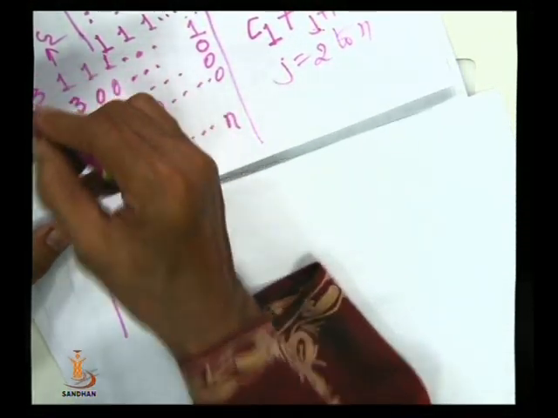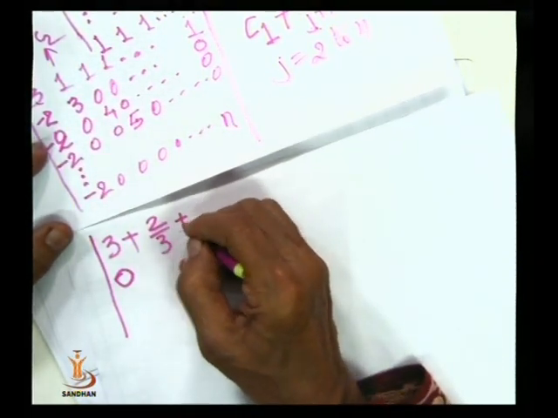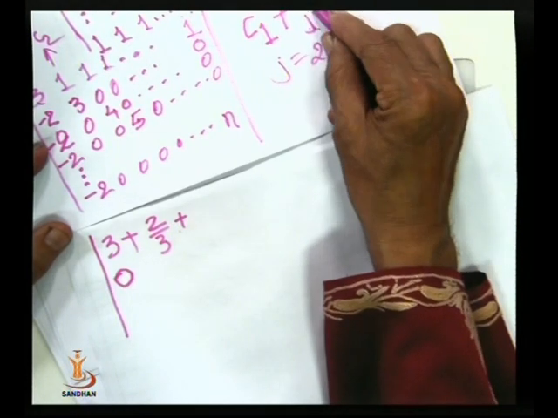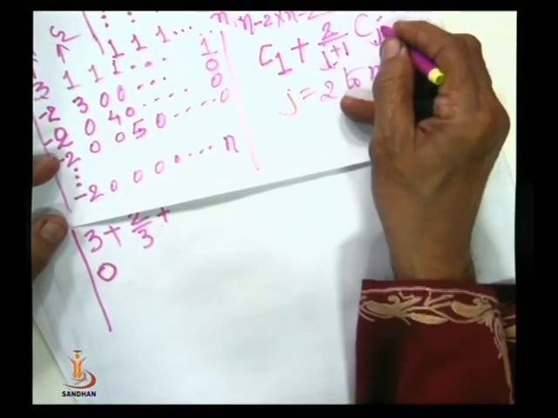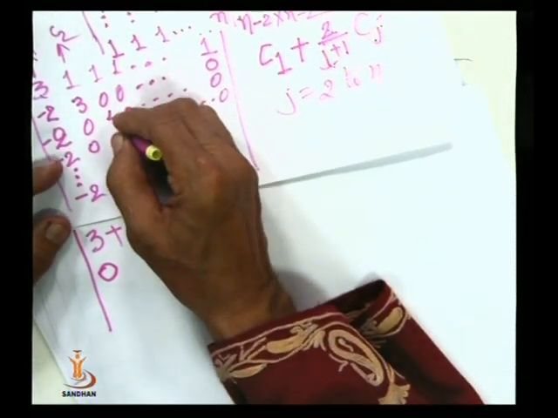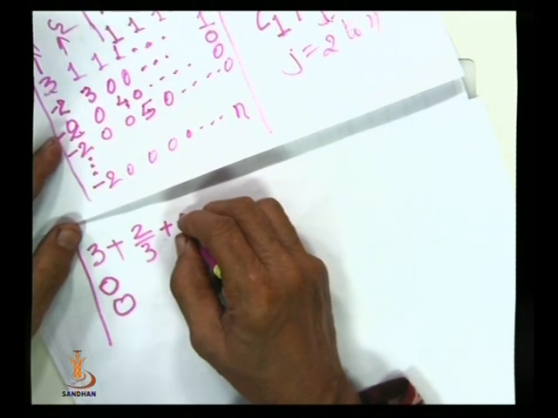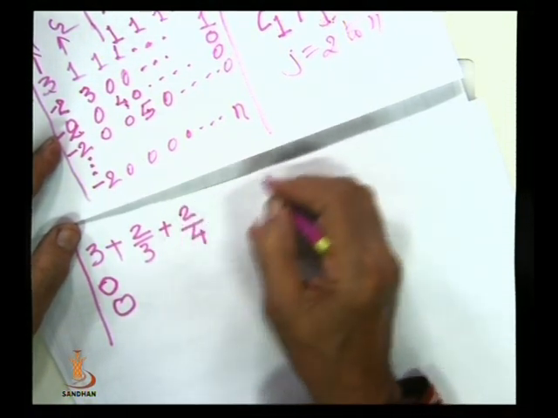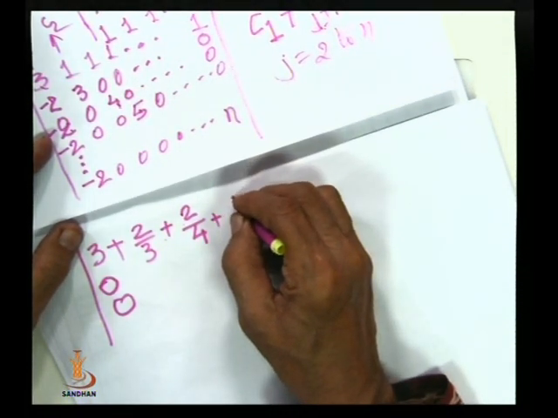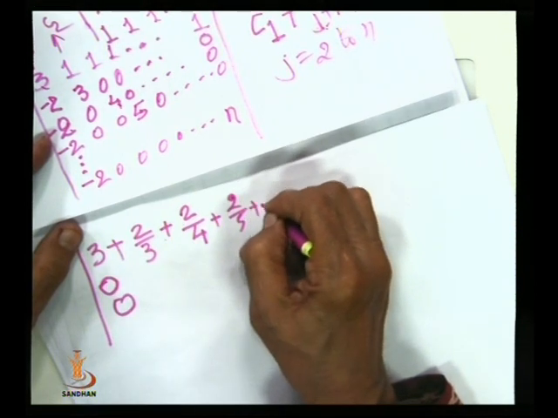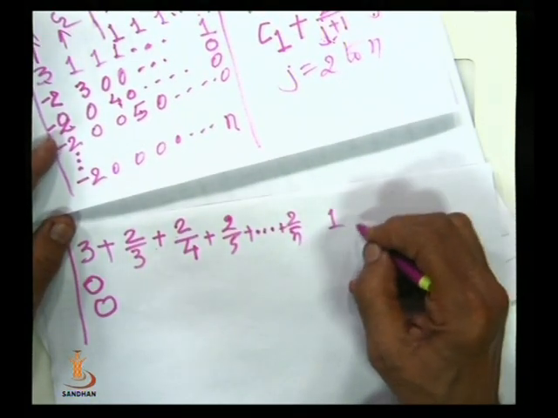Then the third column you are adding. So what you get? j is 3. So 2 upon 3 plus 1, 4. So 4 upon 4, 4 will go. So when you add, this will become 0. And here you will add 2 by 4, 1, 2 by 4, then 2 by 5, and so on and so forth, 2 by n. And other terms remain as they are in the first row.